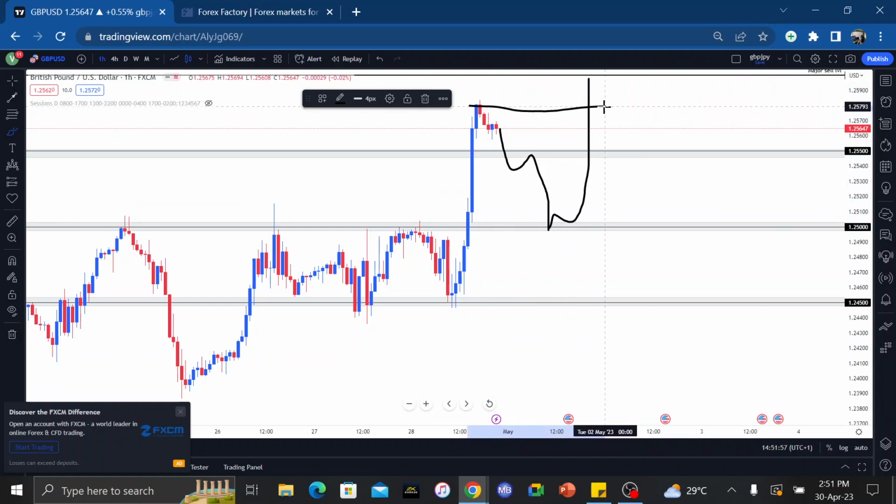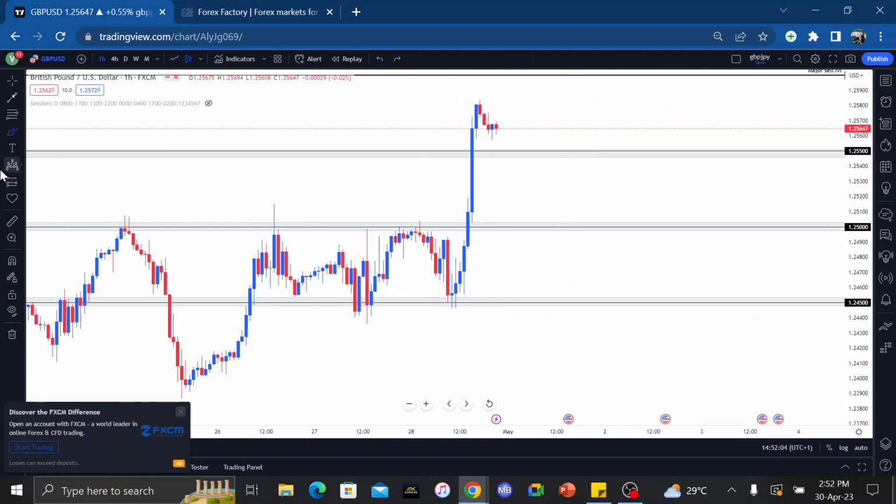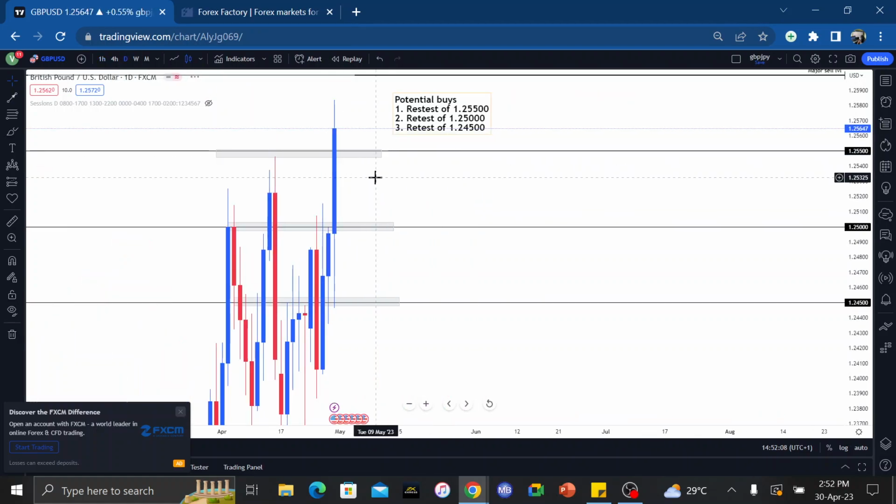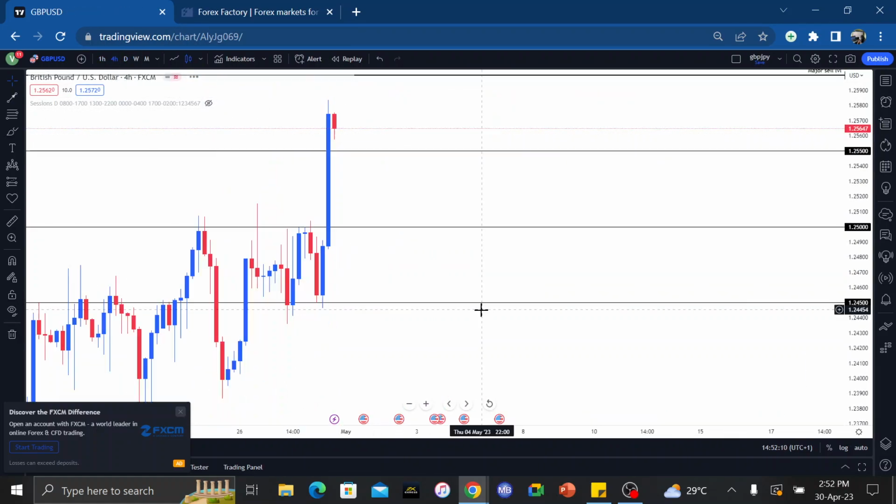Targets here as first take profit, and this psychological level as second take profit. These are just clean trade ideas for this week.